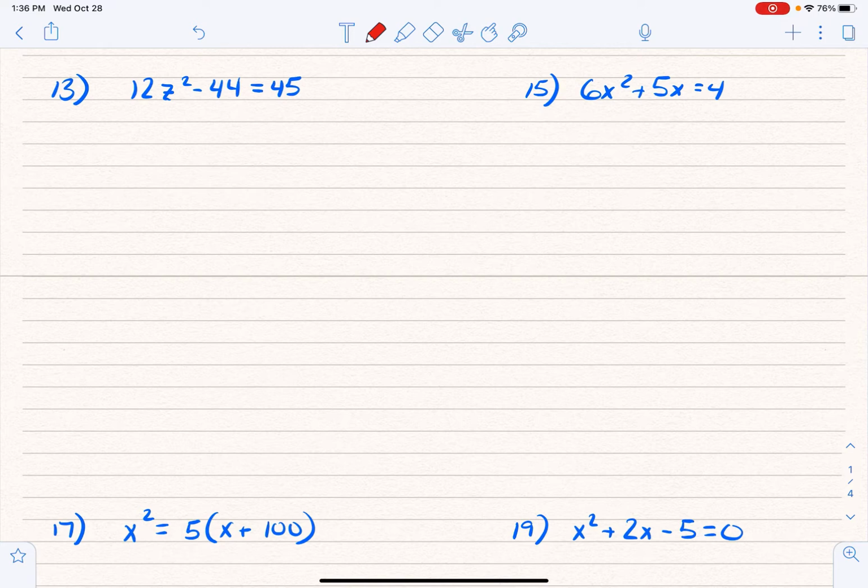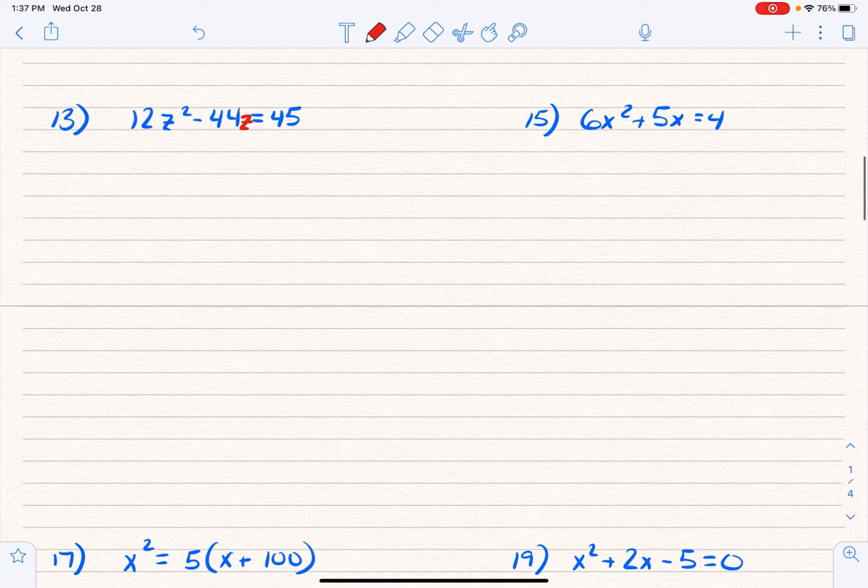Sorry about that, guys. I can see that I clearly have written something wrong, and so I got to look it up. Now you guys are all like, oh, it's taking forever. I apologize, but that's not what number 13 says. Number 13 should have a z right here, and it should say 12z squared minus 44z equals 45.